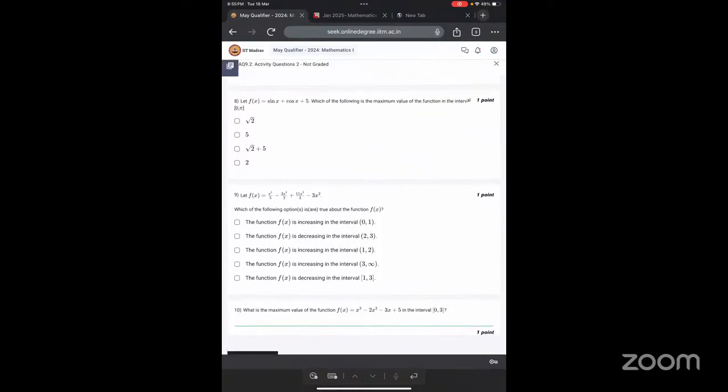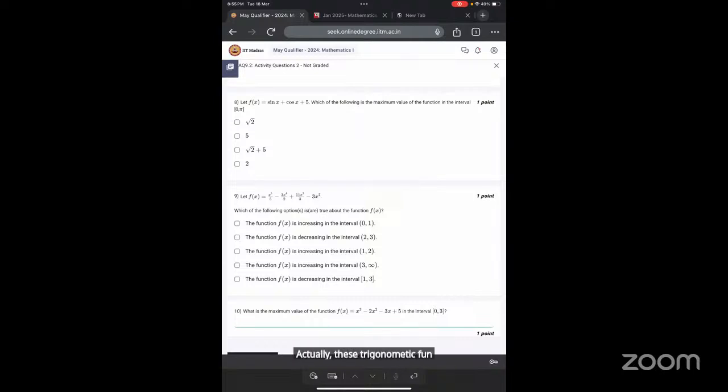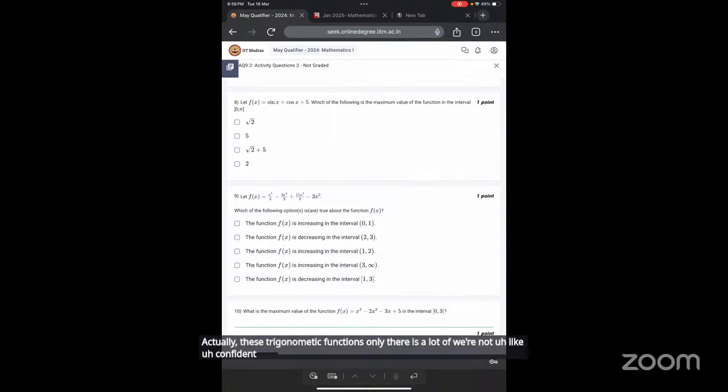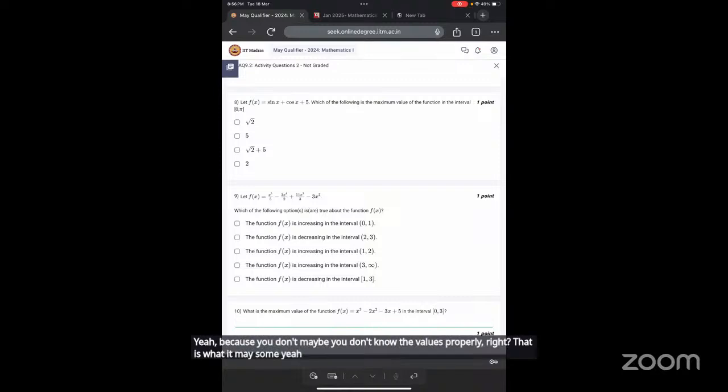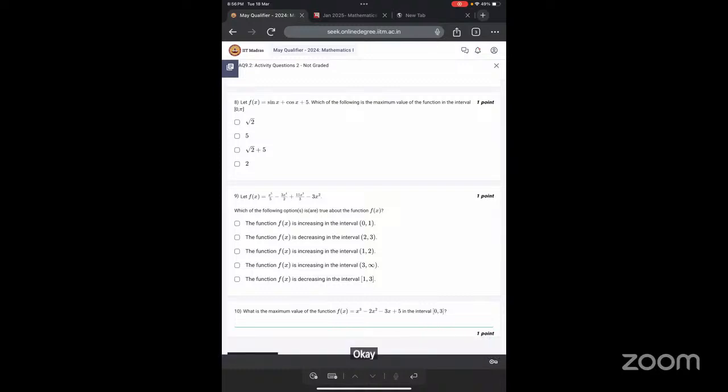Actually, in these trigonometric functions we're not confident. Maybe you don't know the values properly, right? Yes, madam. So there is one table and some basic formulas. If you just read them, it is enough. First read the table, sine, cos, and tan values at those 5 thetas and some basic formulas.